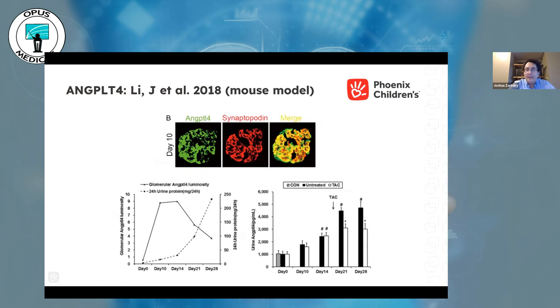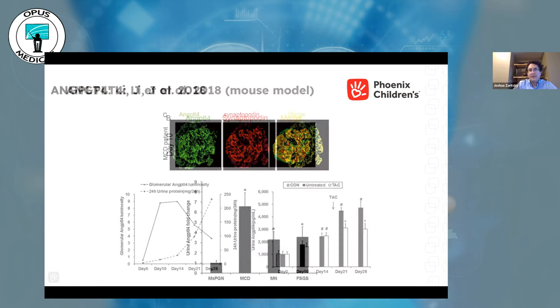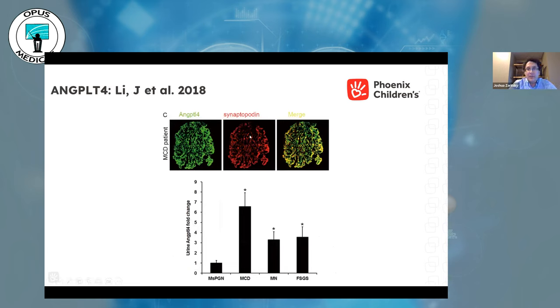When we look at mouse models, indeed, angiopoietin-like 4 is expressed by the podocyte in the mouse glomerulus. And when you cause injury through a mouse model of glomerular injury, you see a rapid increase of angiopoietin-like 4 staining. And then several days later, you see an increase in 24-hour protein. And in fact, if you treat these animals with a calcineurin inhibitor, you're able to get angiopoietin-like 4 to drop. In humans, when we stain patients with minimal change, membranous, or FSGS, we do see angiopoietin-like 4. But here you can see clearly we see quite a bit of urinary angiopoietin-like 4 in minimal change itself. So it's not specific for FSGS.